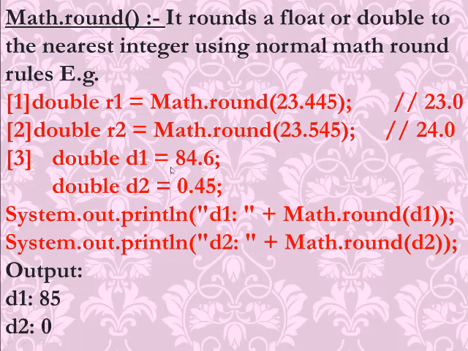Next, if you have two values d1 and d2 as 84.6 and 0.45 respectively, and you round off d1, the digit after the decimal is 6, which is more than 5, so 84 will be incremented by 1, so d1 will be 85 now. And the value printed here for d1 will be 85, and here 0.45. If you write Math.round(d2), which is 0.45, the number after the decimal is 4, which is less than 5, so 0 will remain as it is, so 0 will be printed here.